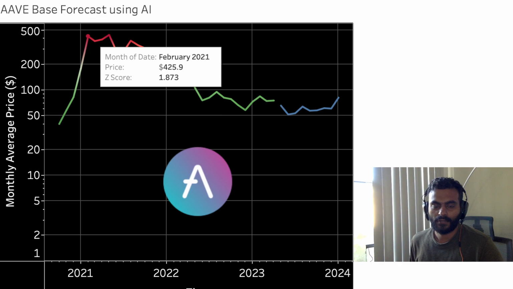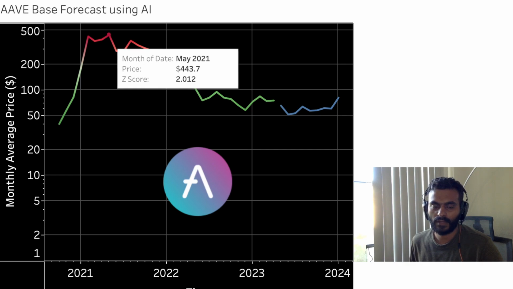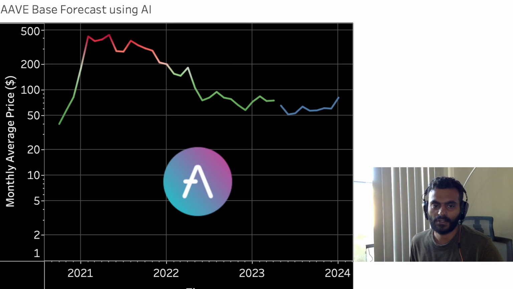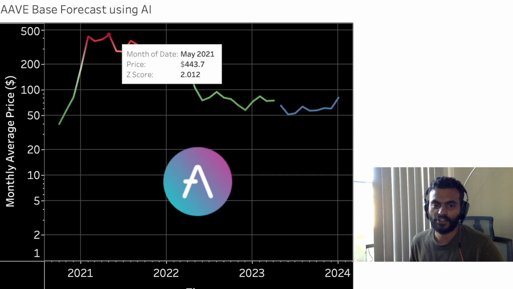Also, I would like to share what had happened to this token in the bull market in 2021. In February, the price was trading at around $425, and the z-score was positive 1.8. And then in May of 2021, that's when the z-score was at its peak, when the price was 443 US dollars. So these are the monthly averages. That's how the z-scores are calculated.